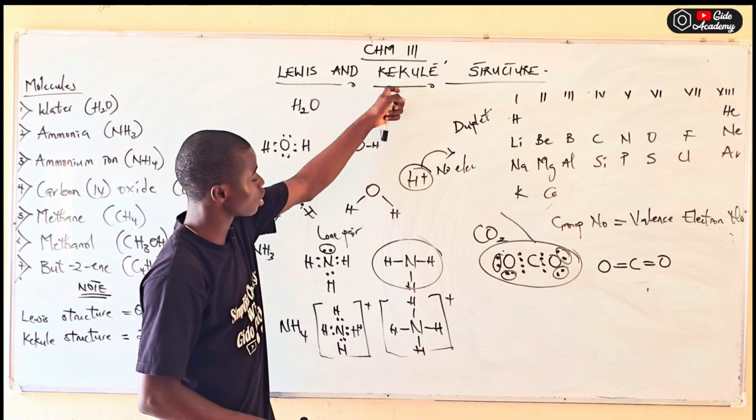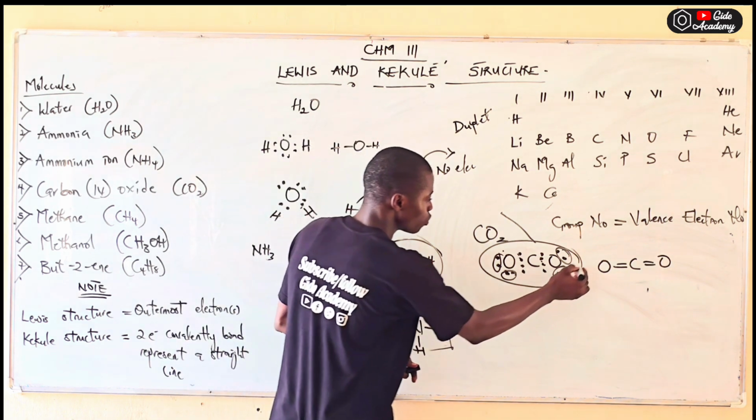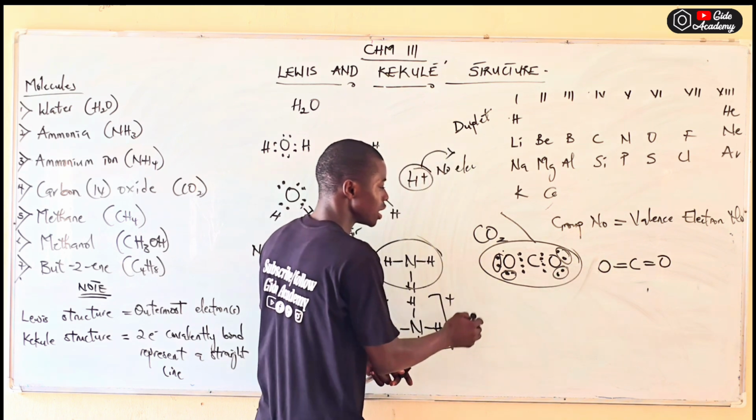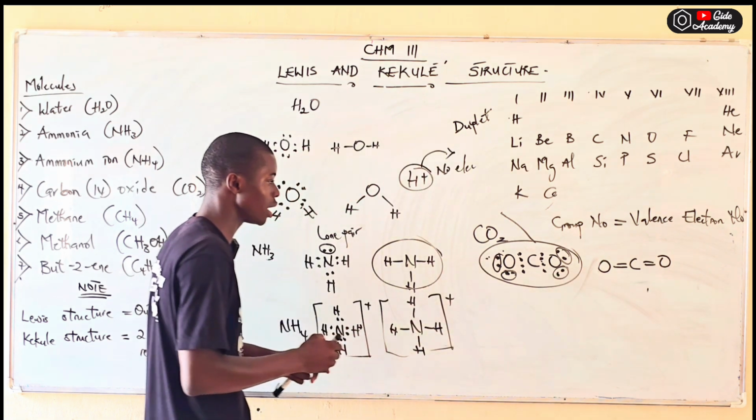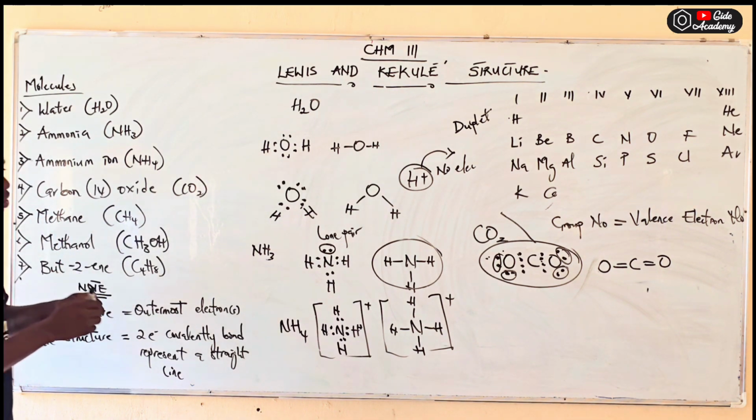The lone pair electrons here will be ignored as long as you are dealing with a Kekule structure. Like what I said earlier, if you are dealing with a Kekule structure, you don't need to put any lone pair electrons; you can ignore them. But as long as you are dealing with a Lewis structure, all lone pair electrons must be written.